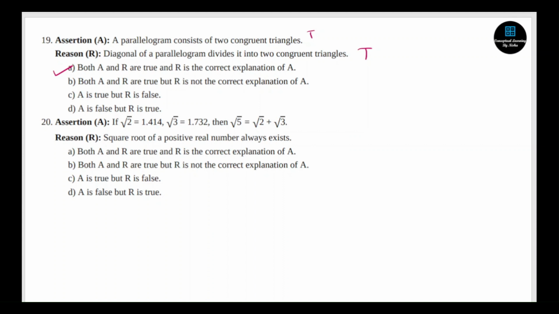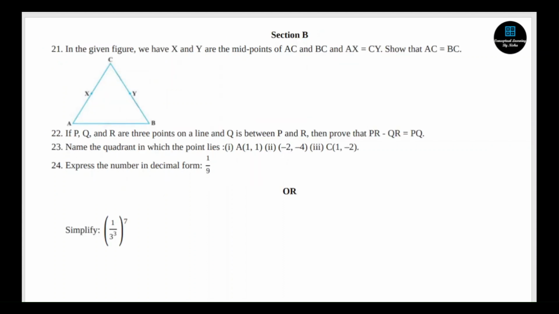Now root 2 is this, root 3 is this. So root 5 is root 2 plus root 3, which is false. Square root of a positive real number always exists. That is true. So A is false, R is true. Very good, very easy.